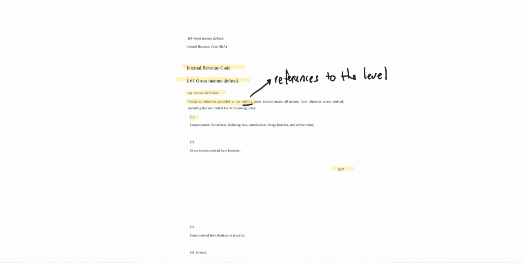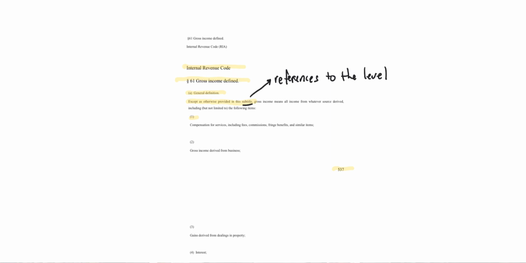Now, when we go through in these videos, I will make sure to highlight those things. But always keep that in mind because here it says subtitle. So that means this is the subtitle dealing with income tax. But if you're talking about employment taxes or estate and gift tax, that means that this definition of gross income does not apply there. So it's very important to understand what level you're dealing with. And you'll find these references in the actual code section.